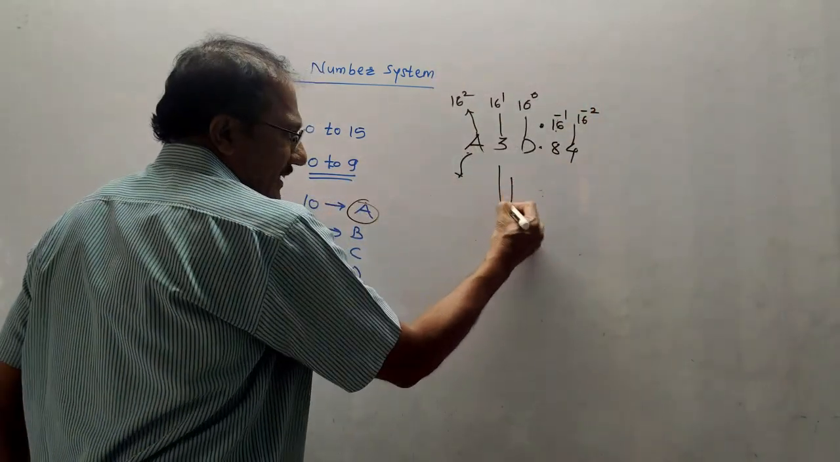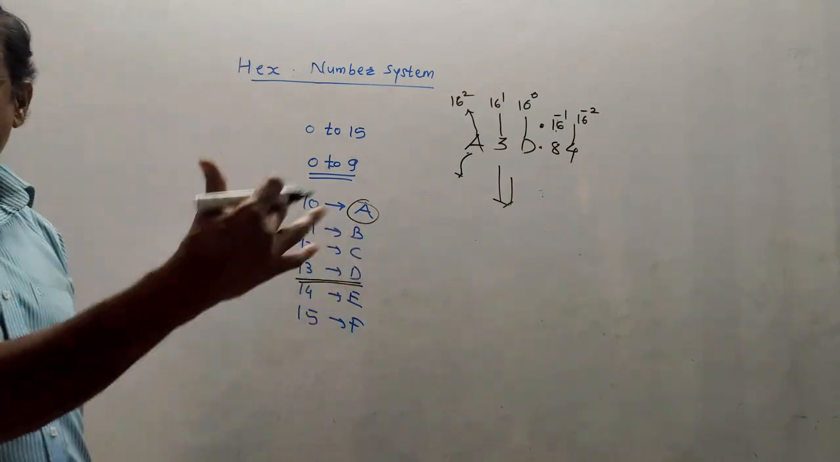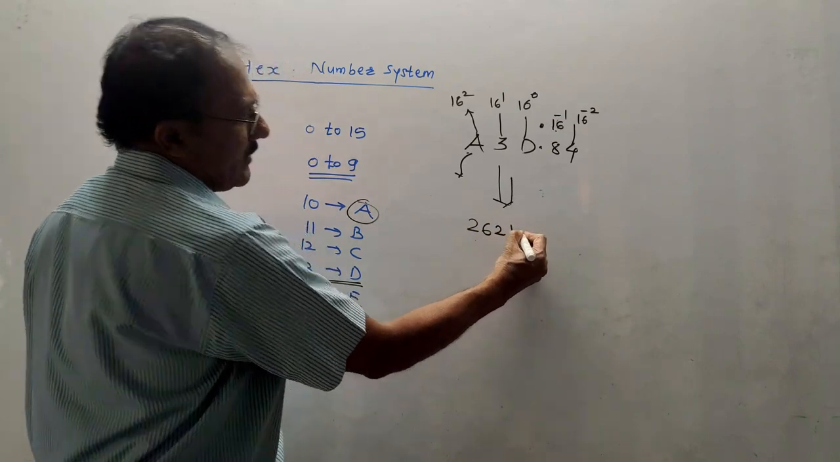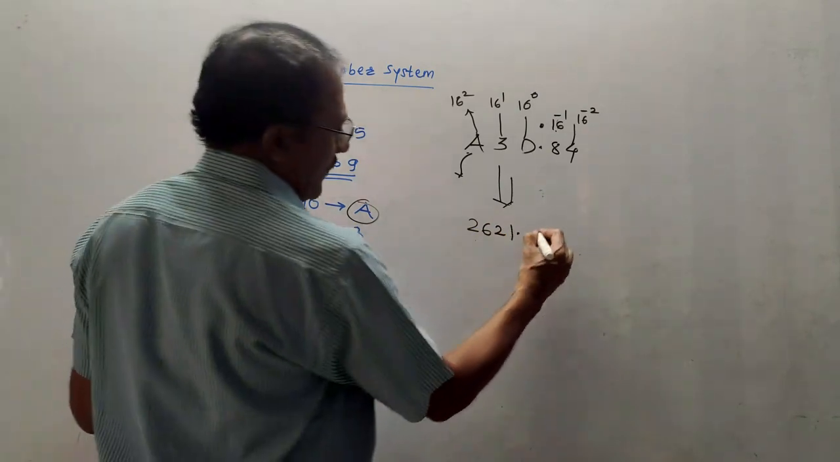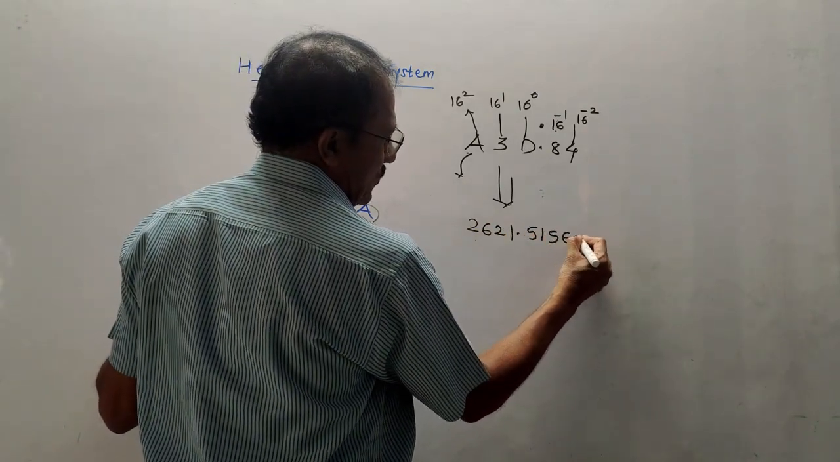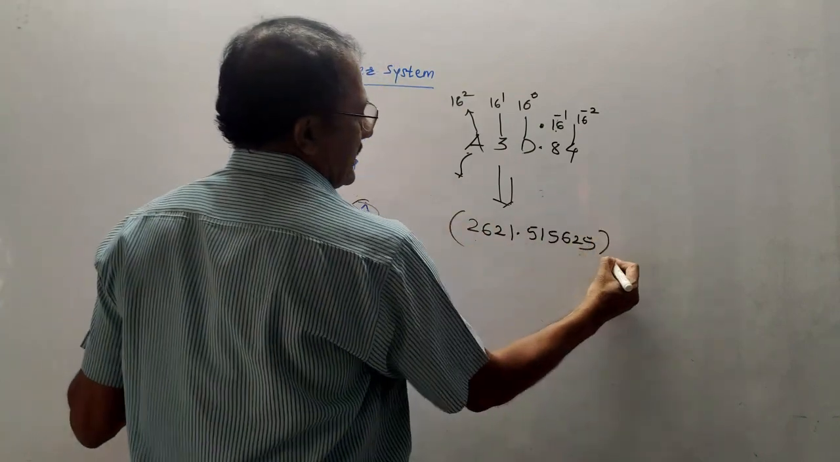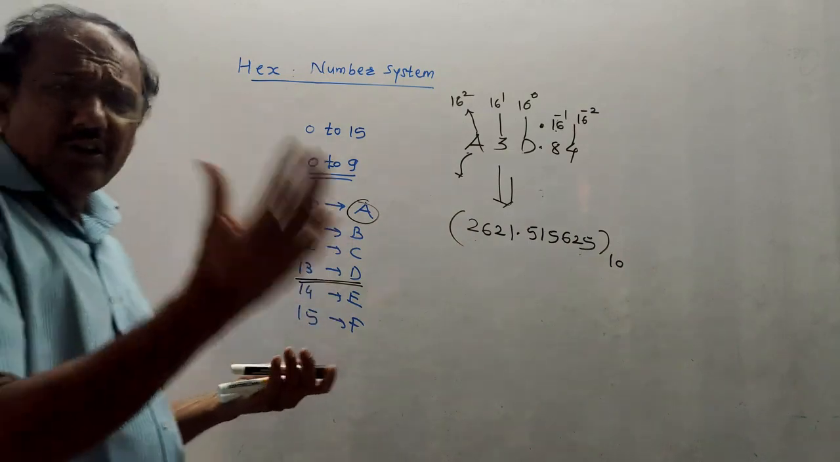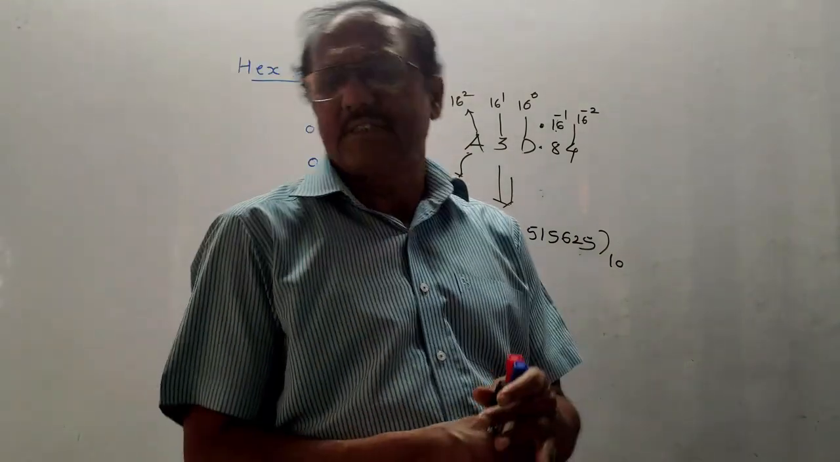If you solve this on the calculator like the previous case, the answer will be 2621.515625, and this is in decimal form, so its base is 10. So these are the four basic number systems used in this subject.